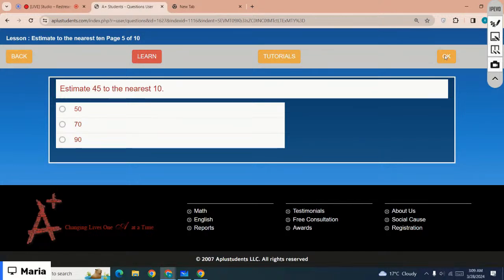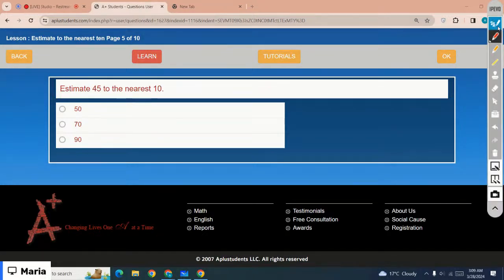Okay, the next one is estimate 45 to the nearest 10. Think and then answer. How do you estimate 45? Take your time, think and then answer. 45 is rounded off to 50, right? Because 45 is exactly the halfway between 40 and 50. Here you have 40, here you have 50. 45 is exactly the middle between 40 and 50. So if the number is exactly on the middle or greater than the midpoint, you can round off the number to the next 10. So 45 is rounded to 50. The correct option is 50.